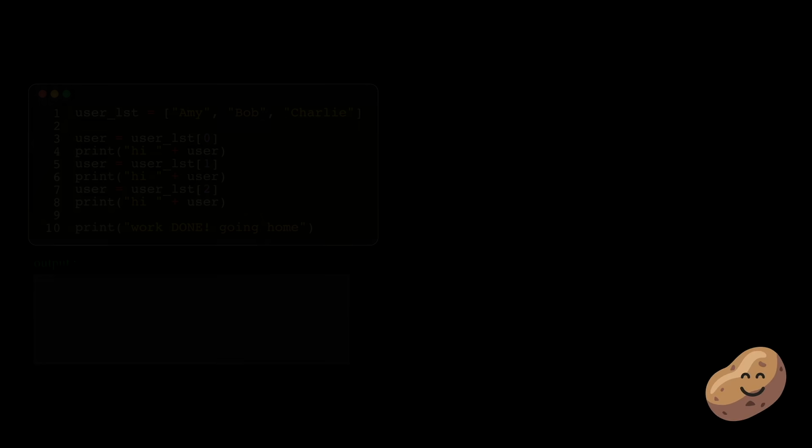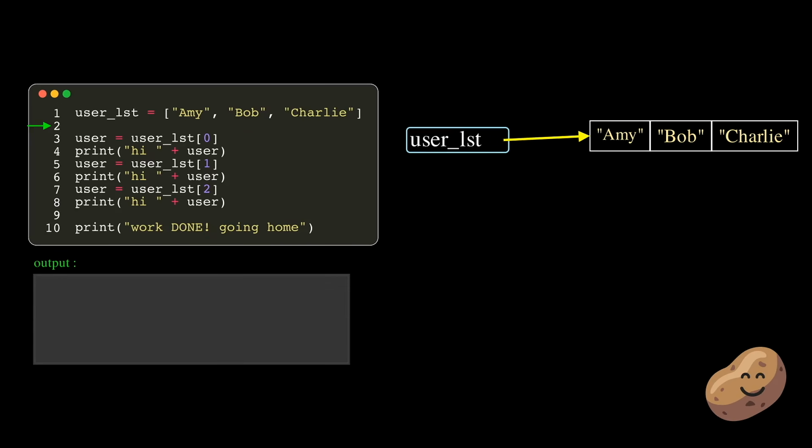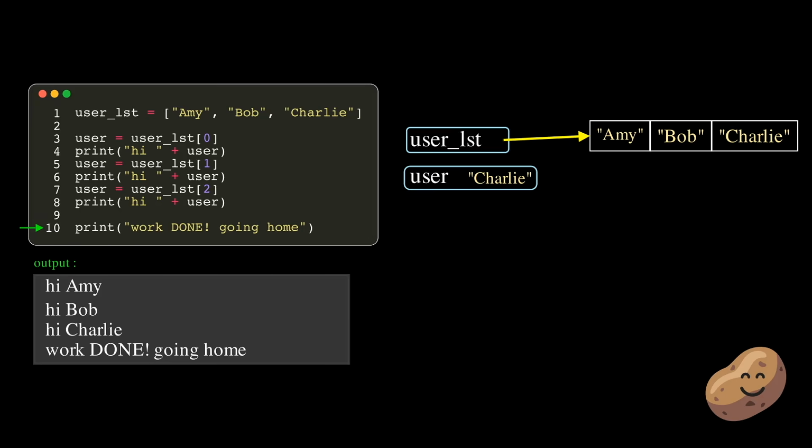Potato is working as a software engineer for Google now. His job is to print out every element of a Python list while saying hi. And he wrote this program. Potato's clever solution is to access the first element and assign it to the variable user, and print hi user. After that, the variable user changes to the second element, and print hi user. And after that, user changes to the third element, and prints hi user again. And finally he prints, work done, going home.